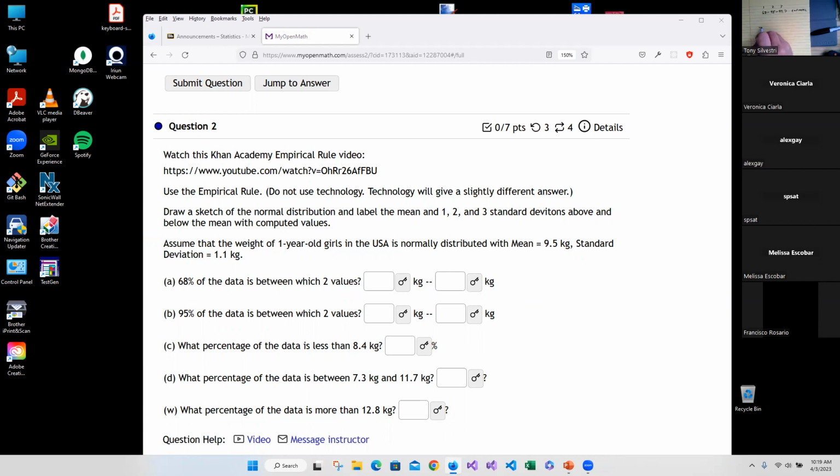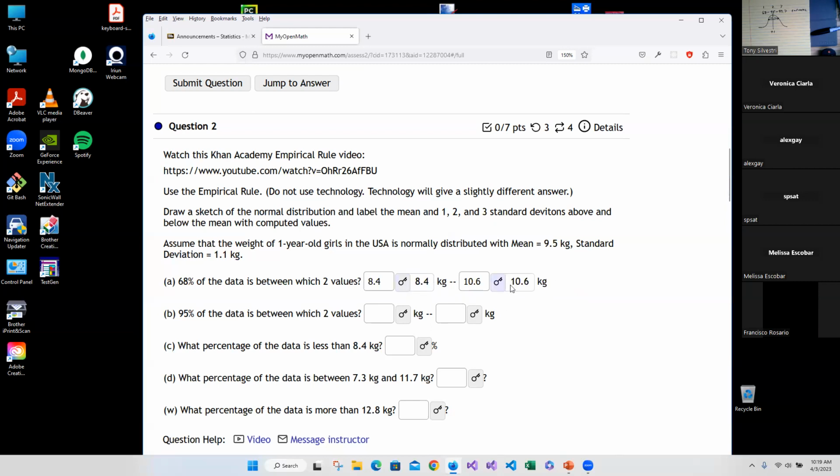Okay, here's my little picture. Not very good, but you get the idea. The average is 9.5 kilograms. 68% has to exist within 1 standard deviation. 1 standard deviation is 1.1 here and 1.1 there. That's 68%. So what I have to do is add and subtract 1.1 from 9.5. If I subtract 1.1, I get 8.4. And if I add 1.1, I would get 10.6. Okay, check it. That's great.